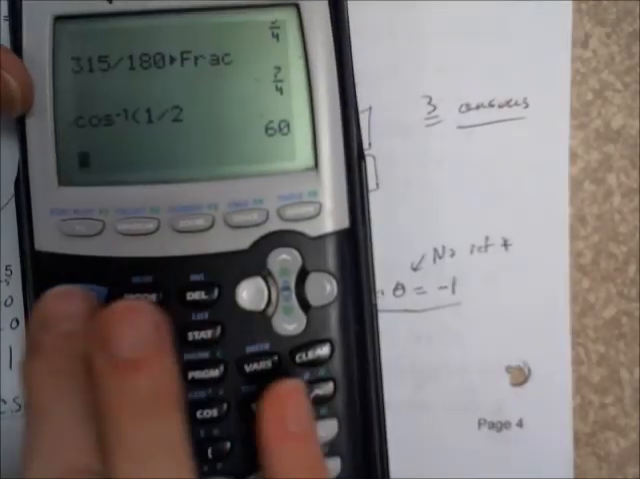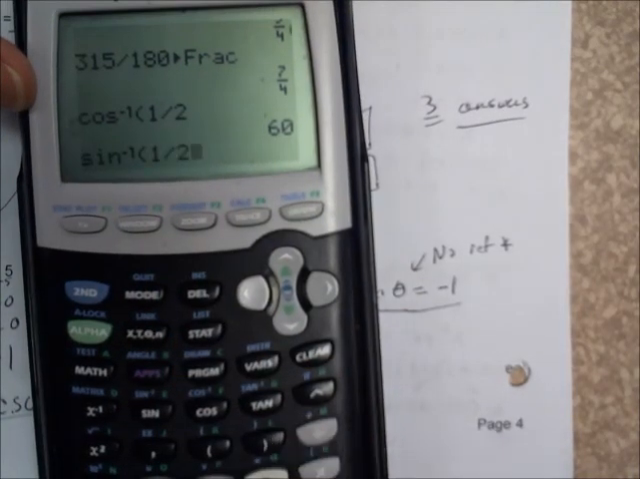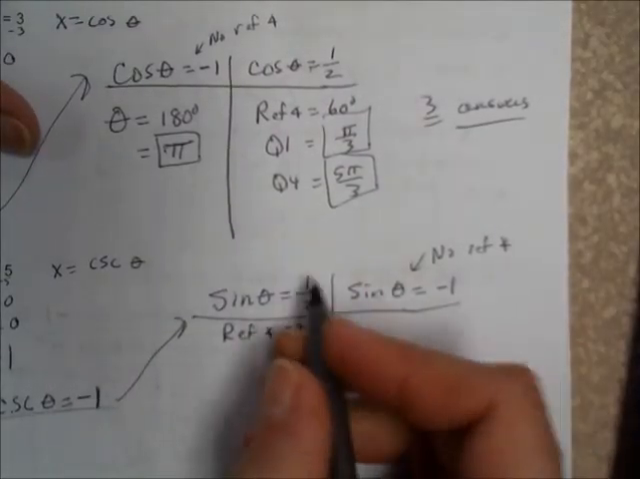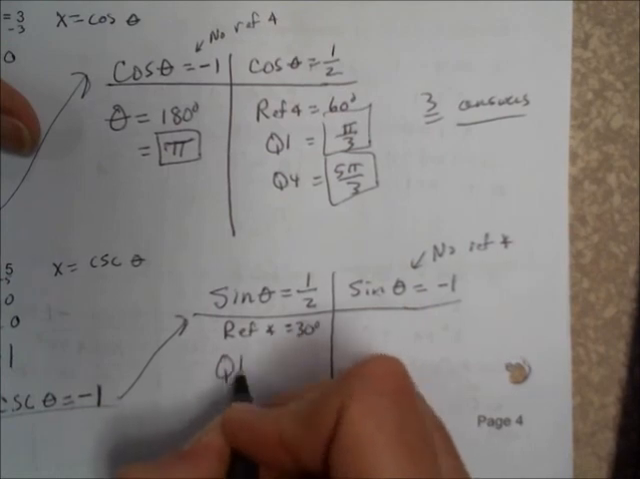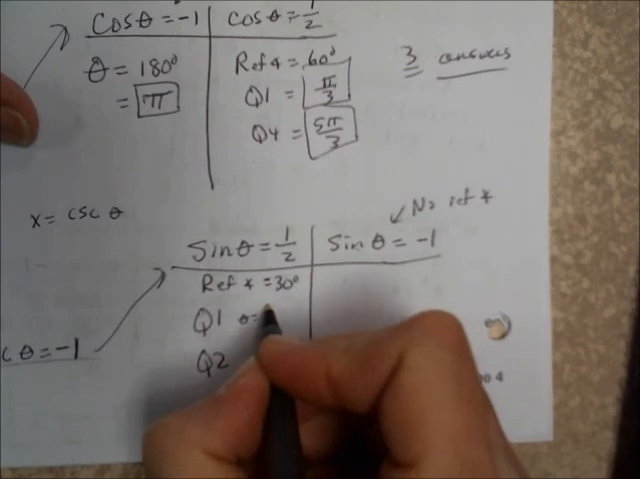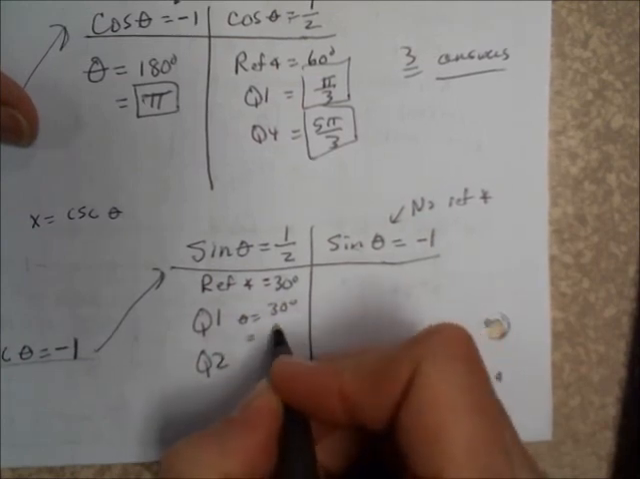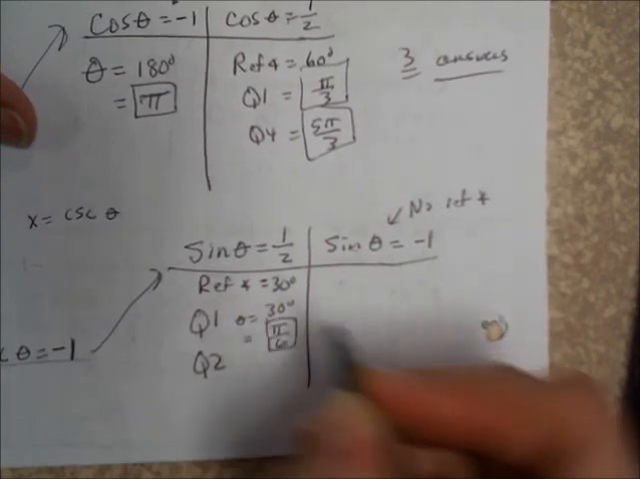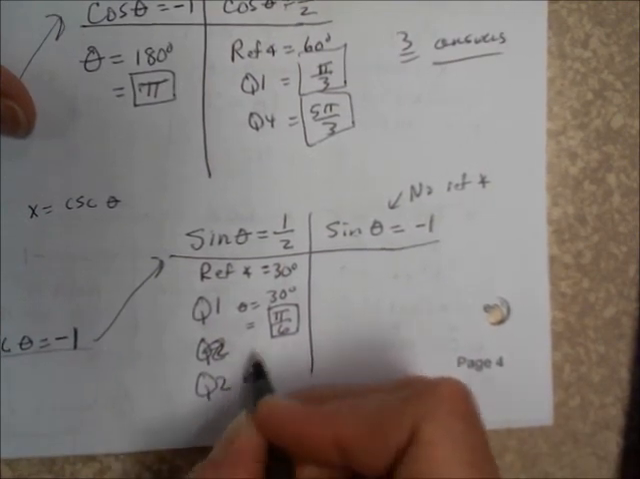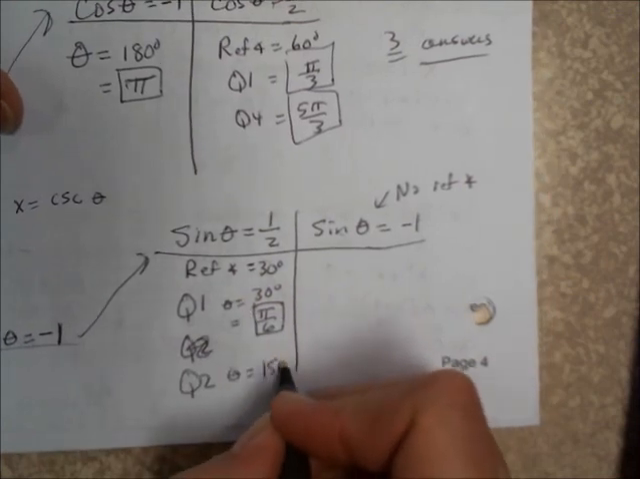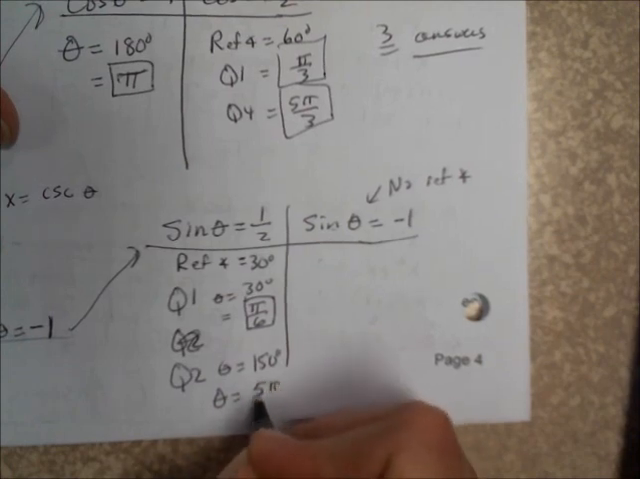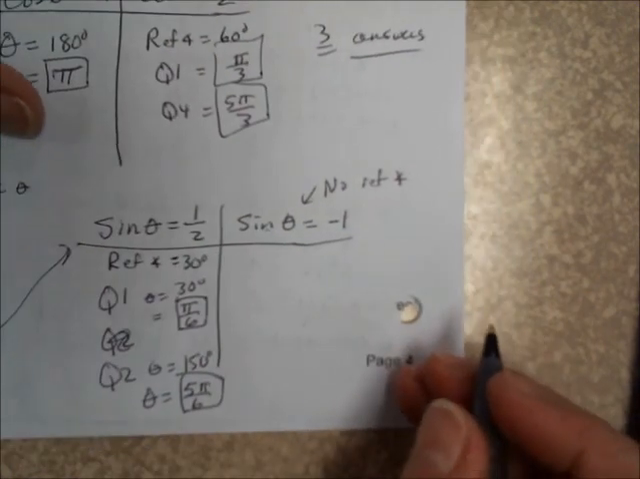But there is a reference angle for this one. If you do inverse sine of 1/2, you get 30 degrees. So the reference angle is equal to 30 degrees. Sine is positive in quadrants 1 and 2. So theta is 30 degrees, and in radians, that's pi over 6. So there's one answer. In quadrant 2, theta is 180 minus 30, which is 150, and if you change that into radians, it turns out to be 5 pi over 6. So there are two answers.